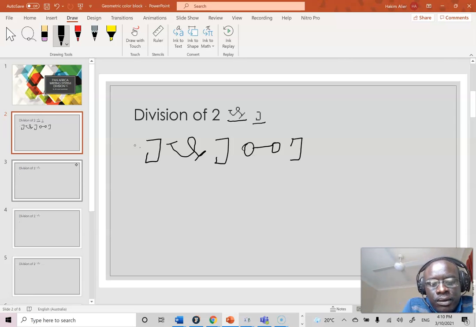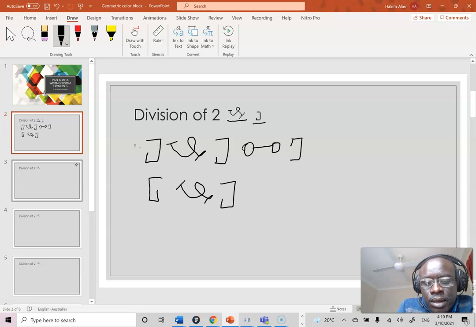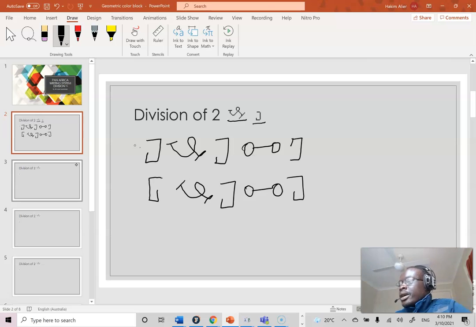So now we're going to 4. How you write 4 is this way. That's number 4 there. So 4, and we divide it by 2, and that's how you write 2. So 4 divided by 2, you're going to get 2 from that number.